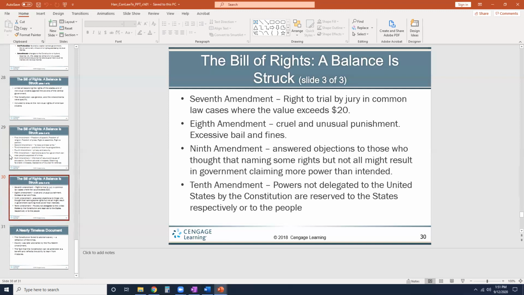The Eighth Amendment protects you against torture. We call that cruel and unusual punishment. And also against excessive bails and fines. And we'll talk about that later on in the course. The Ninth Amendment protects people. It says that any powers that are not specifically mentioned in the U.S. Constitution are given to the states. The Ninth and Tenth Amendments are very similar in that regard, and we'll talk about them later on in the course.